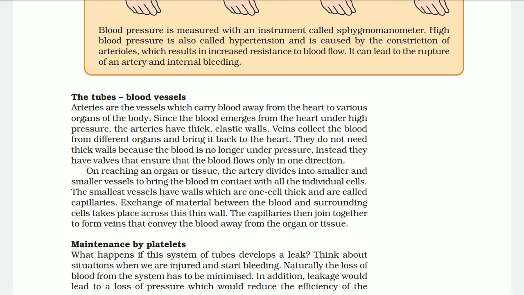On reaching an organ or a tissue, the artery divides into smaller and smaller vessels to bring the blood in contact with the individual cells. The small vessels have walls which are one cell thick and are called capillaries. Exchange of material between the blood and the surrounding cells takes place across these thin walls. So capillaries then join together to form a vein that conveys the blood away from the organ or tissue. So a capillary is a network of very tiny vessels that allow the material to transfer.